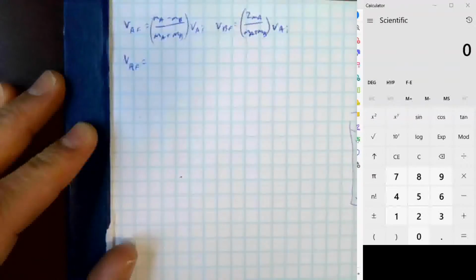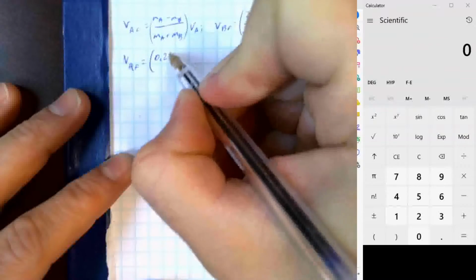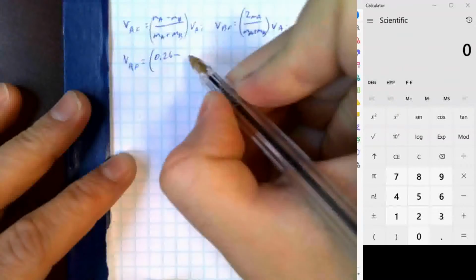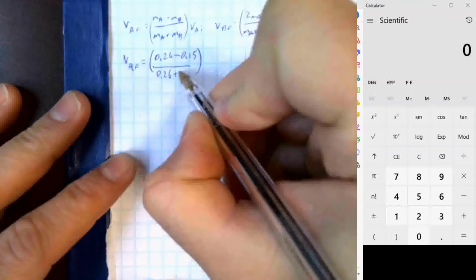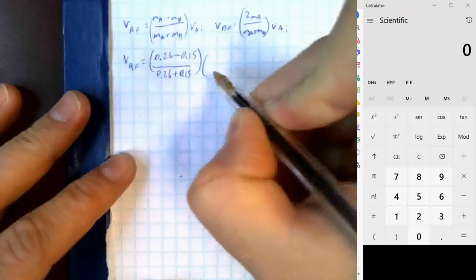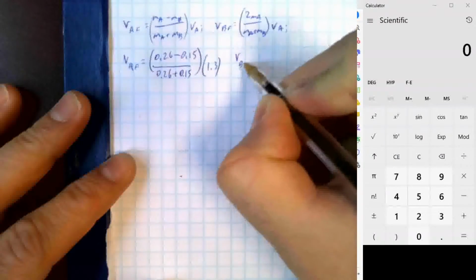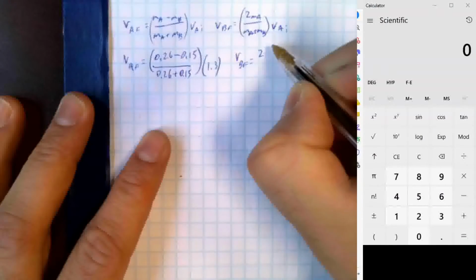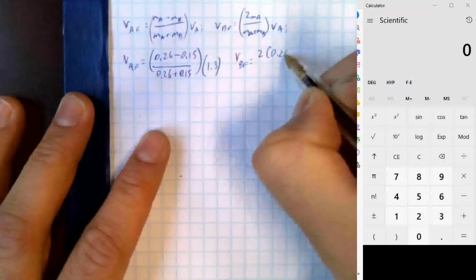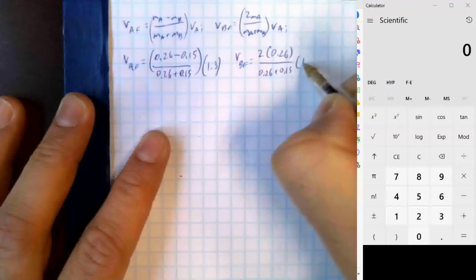I will copy out VAF. It's MA minus MB, so that's the mass of A, which is 0.26, minus the mass of B, which is 0.15, over the sum of the two masses, times the initial velocity of A, which is 1.3. And we might as well fill in VBF here. It's 2 times MA, which is 0.26, over 0.26 plus 0.15, times 1.3.